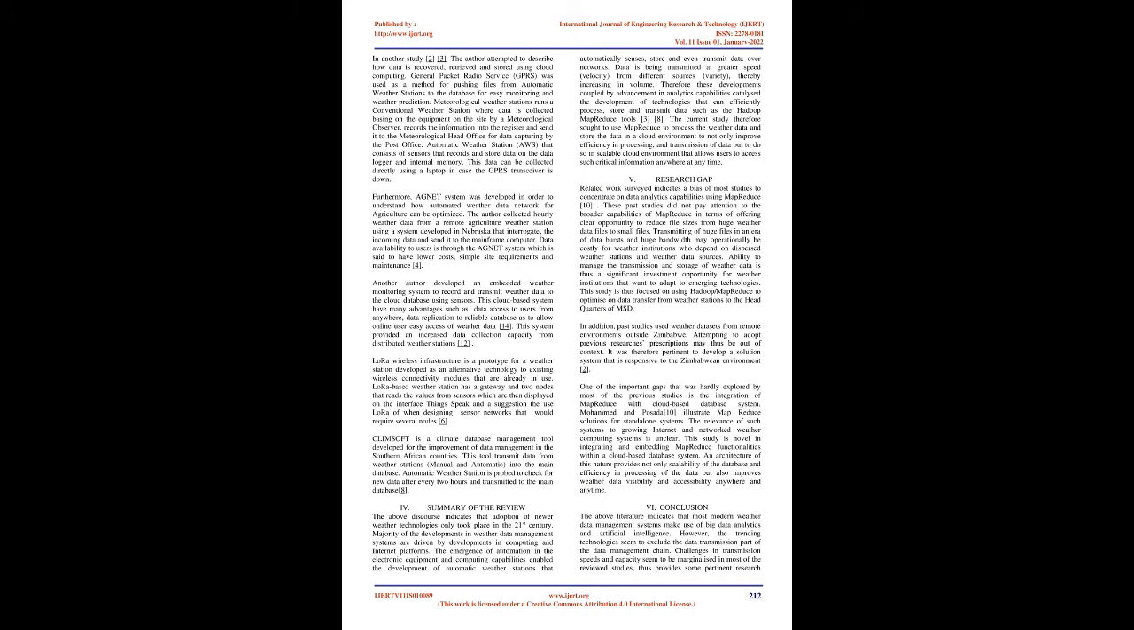An Automatic Weather Station, AWS, consists of sensors that record and store data on the data logger and internal memory. This data can be collected directly using a laptop in case the GPRS transceiver is down. Furthermore, the Agnet system was developed in order to understand how an automated weather data network for agriculture can be optimized.